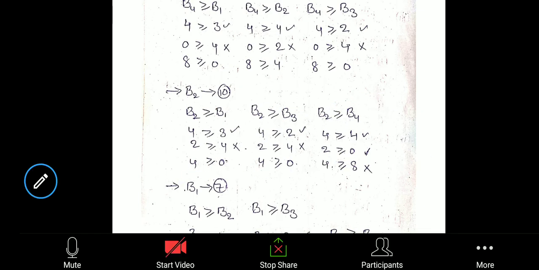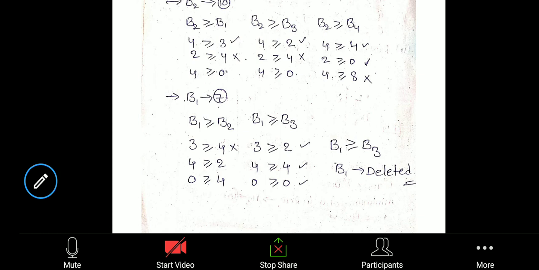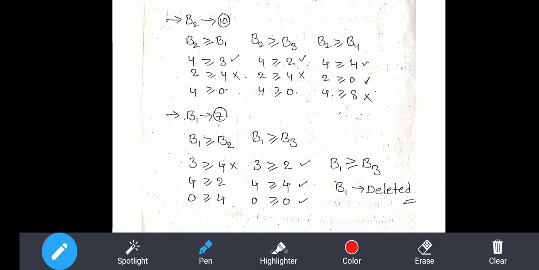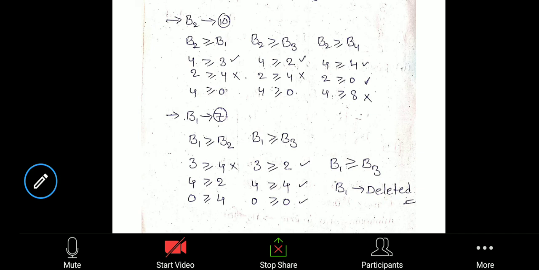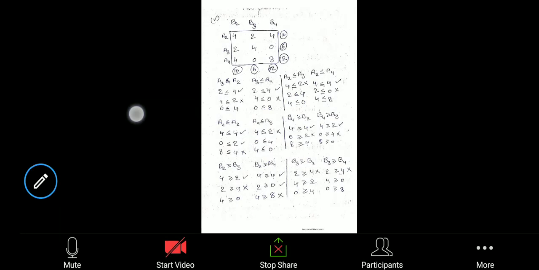Next will be B1. B1 is greater than or equal to B2, B1 is greater than or equal to B3, B1 is greater than or equal to B4. In that, the first condition is not satisfied, but the second condition is satisfied. All the elements are dominating here, which means B3 dominates B1. So B1 can be deleted. That revised matrix will be shown to you on the next page.